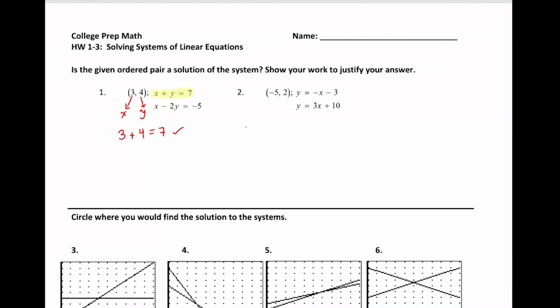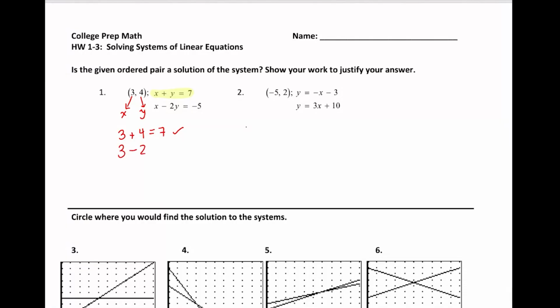So what that means is (3, 4) is a solution to that one equation, but possibly not the whole system. Maybe it is, maybe it isn't, but it also has to satisfy the second equation. Another thing that this means is that if we were to graph the line x plus y equals 7, (3, 4) would be on that line, but we want to make sure it's on both lines, so we do need to test the second equation.